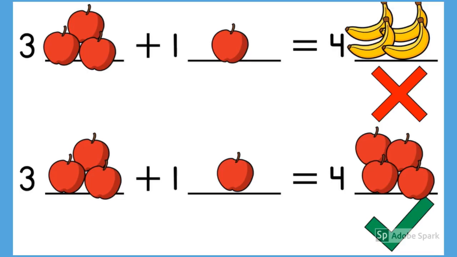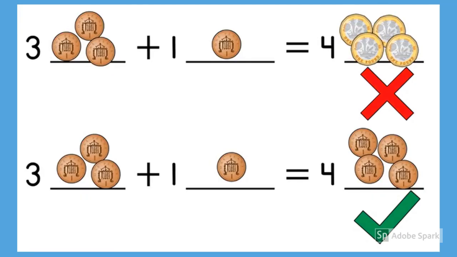So let's have a look at it this way. If I've got 3 apples, add 1 apple, do I get 4 bananas? No. But if I add 3 apples and 1 apple, I get 4 apples. 3 pennies add 1 penny equals 4 pounds. That doesn't sound right. 3 pennies add 1 penny equals 4 pennies.